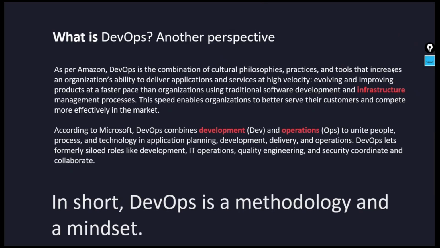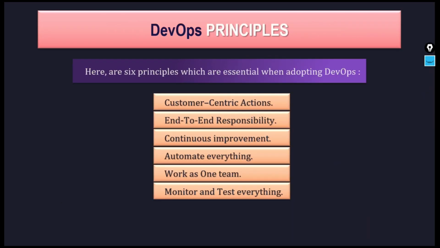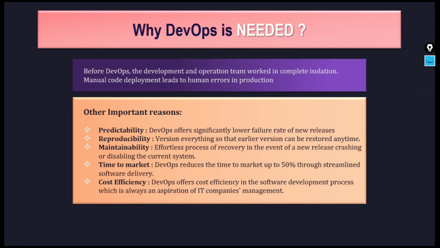So quickly, start the clock. Understanding the primary phases. Yes, we have already discussed that: development, testing, integration, deployment, monitoring. It is customer-centric, end-to-end responsibility, continuous improvement, automate everything, work as one team, and monitor and test everything. That is what we have already discussed. These are the 6 basic principles of why industry has adopted DevOps. And there are so many other important reasons why you should be learning DevOps: predictability, reproducibility, maintainability, time to market, and cost effectiveness.